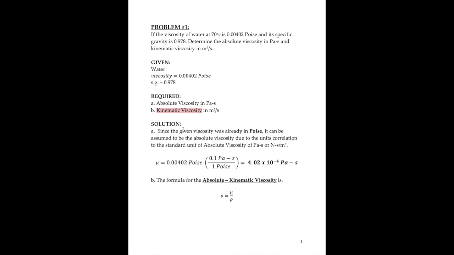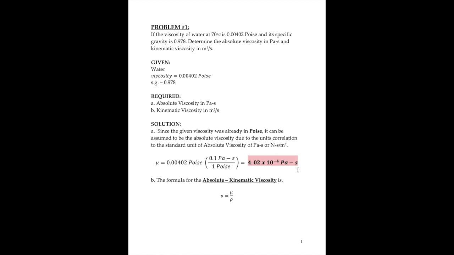Jumping to the solution, since the given viscosity was already in Pa, it can be assumed to be absolute viscosity. Take note that the standard unit of absolute viscosity is Pascal second, and the given was already in Pa. The Pascal second and Pa are already correlated by a conversion factor of 0.1 Pascal second equals 1 Pa. Thus, by multiplying the given viscosity by the conversion factor, we will arrive at the absolute viscosity of 4.02 times 10 to the negative 4 Pascal second.